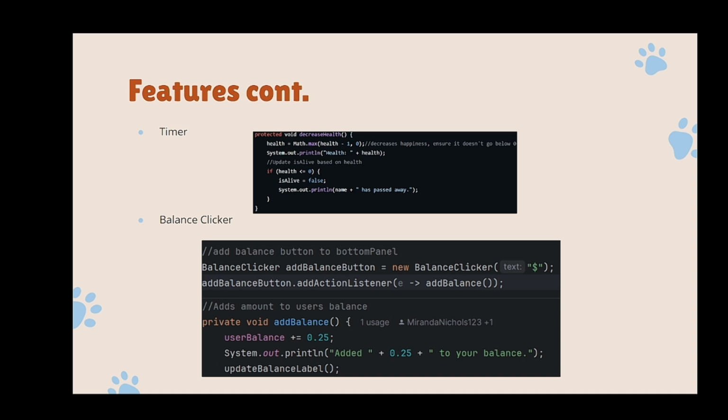The balance clicker was basically a way for us to add another incentive into the game and ensure just a competitive, interesting, and interactive game. The balance clicker class extends JButton to create a clicker button. And once clicked, the user gets 25 cents added to their balance. And again, this just makes the game more interactive and competitive.